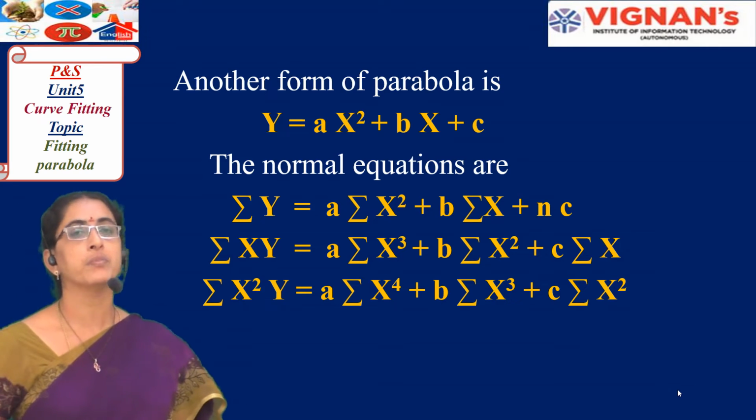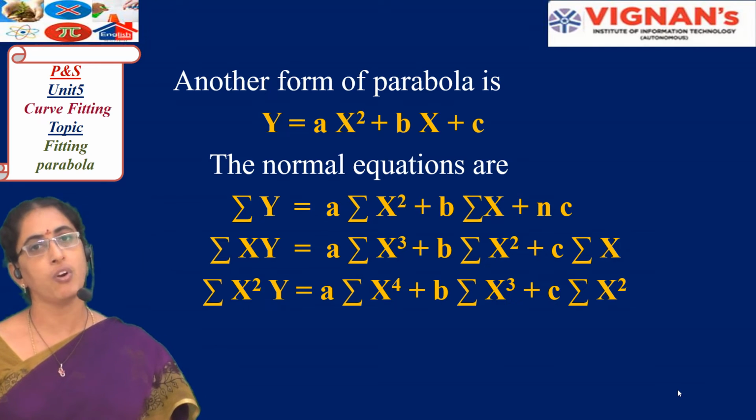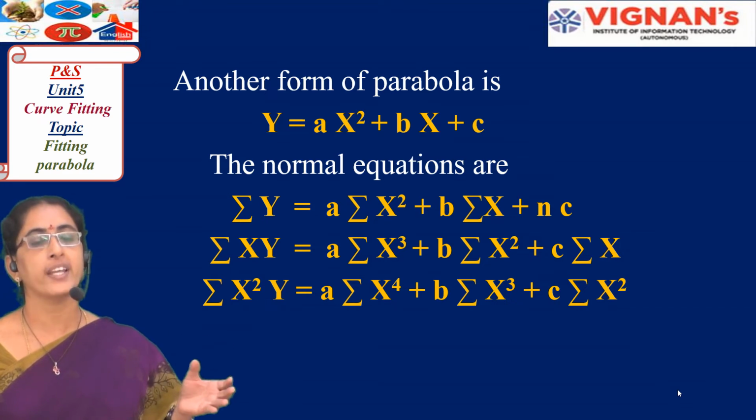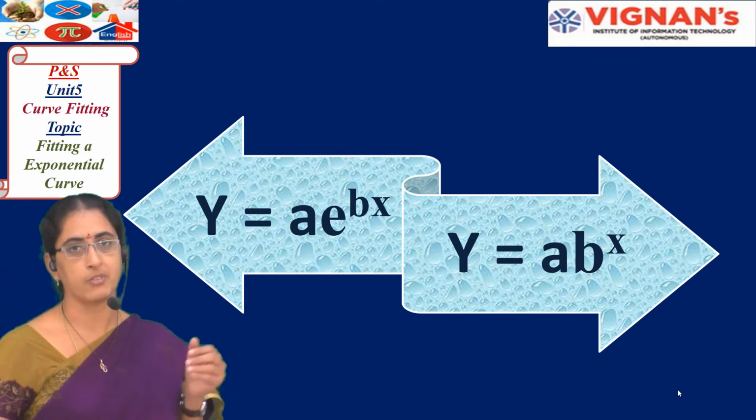So in the problem, if nothing is mentioned about the form of the parabola, then by default you can use y equal to a plus bx plus cx square. If they have specifically mentioned to fit a parabola of the form y equal to ax square plus bx plus c, then you can use these three normal equations.